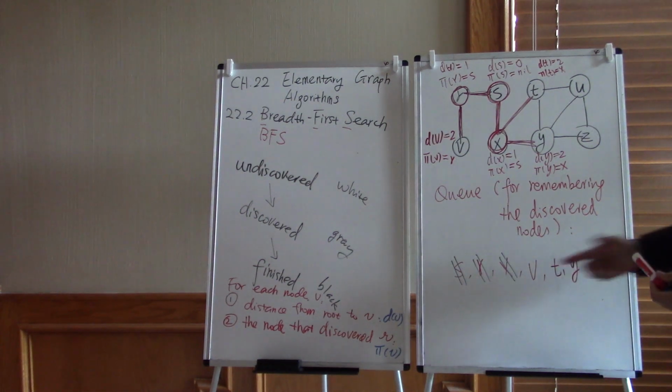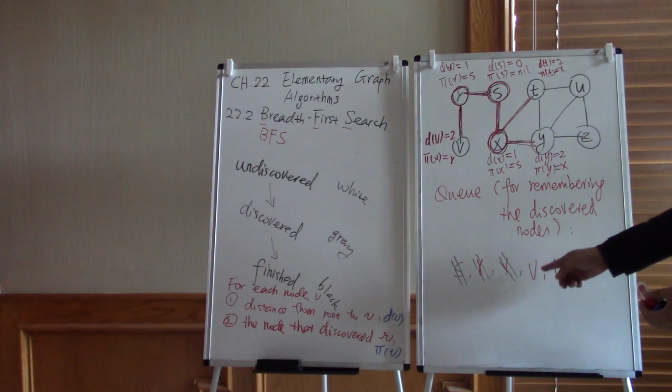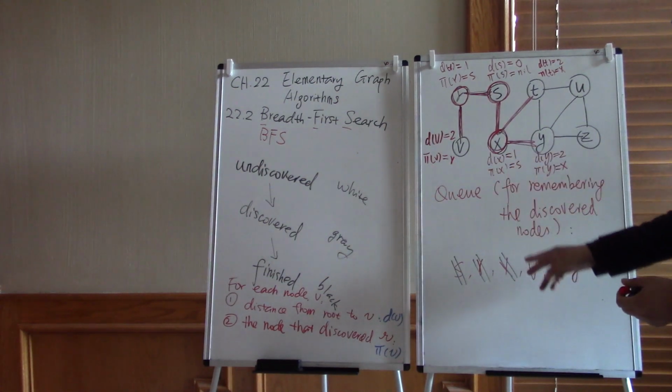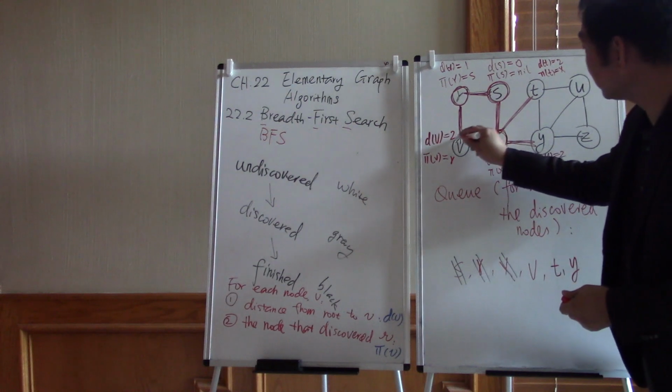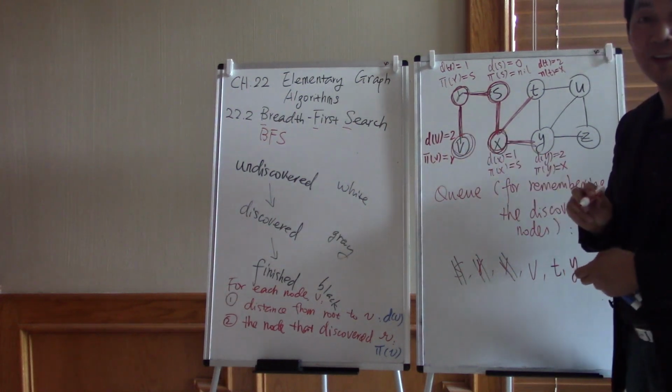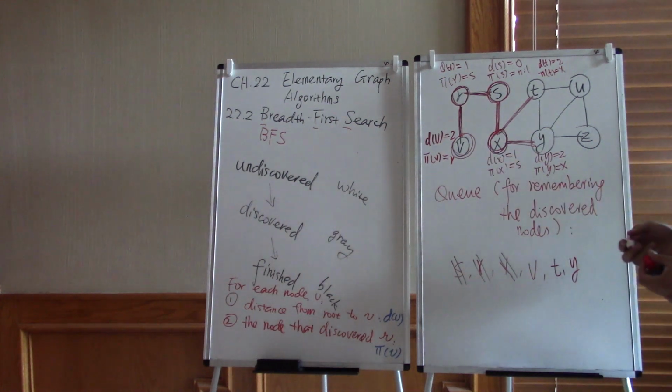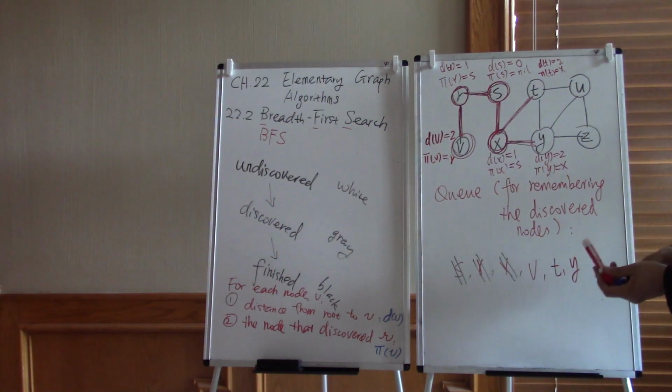Now the first node in the Q is V. For V, we check its neighbors to see can we discover anything new or not. And V has no new neighbors, so therefore we are done. V is finished, so we get rid of it from the queue.